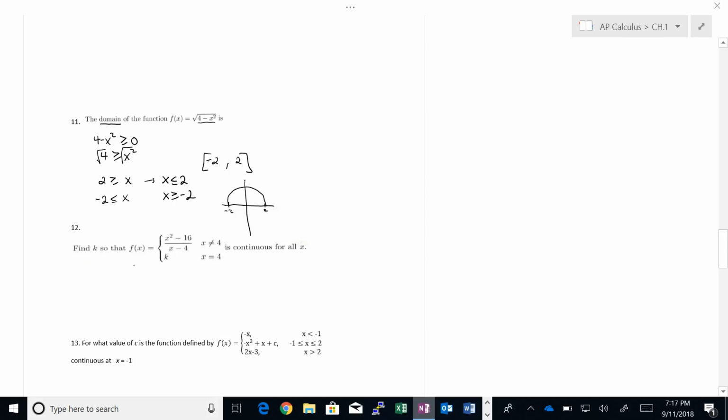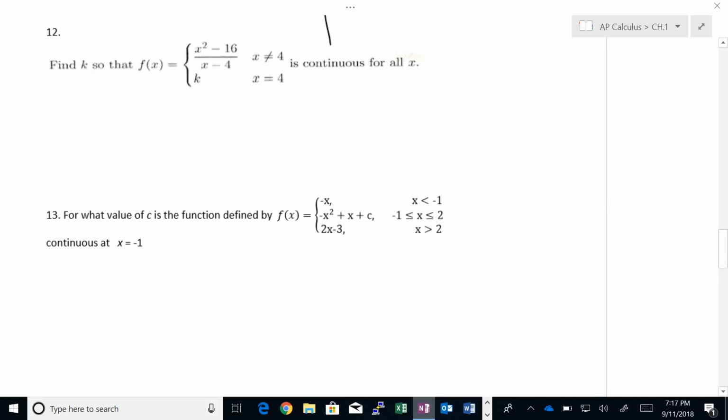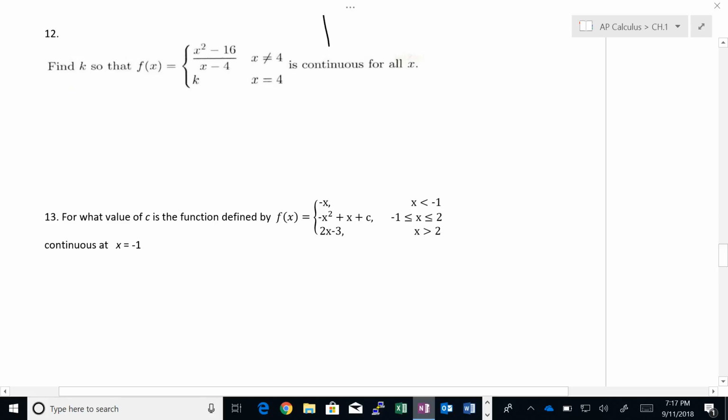Find K such that this function is continuous. So there's a couple ways to look at this. Well, let's go for it here. So for it to be continuous, we got to know what f at that point is. Okay, f of 4, and that's also got to equal the limit as x goes to 4. Okay, 4 is our magic number.